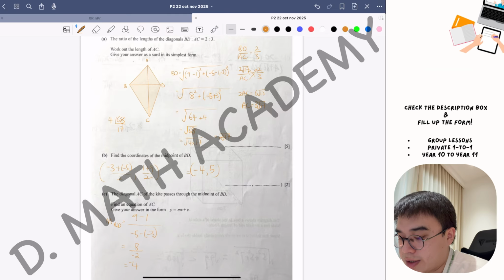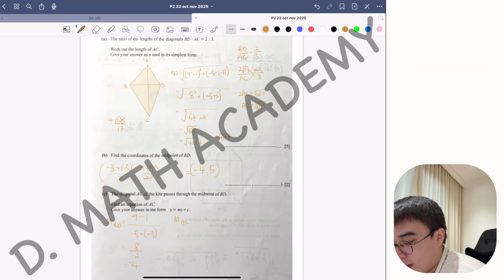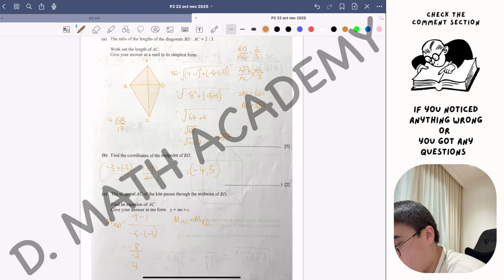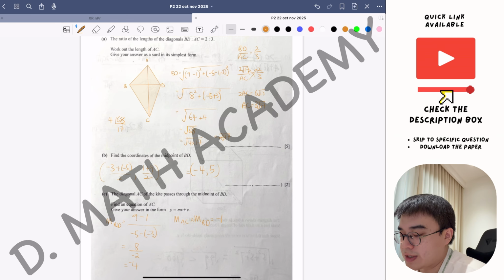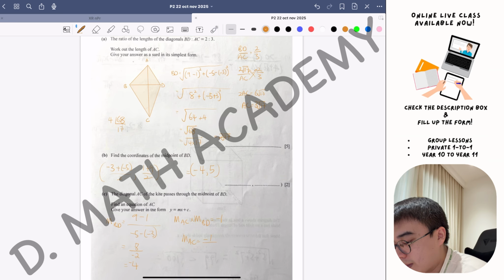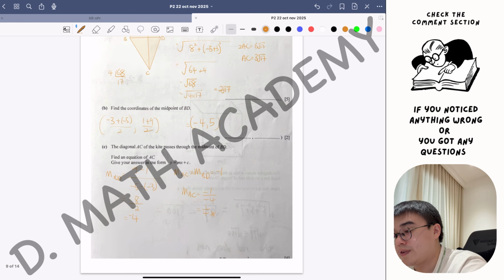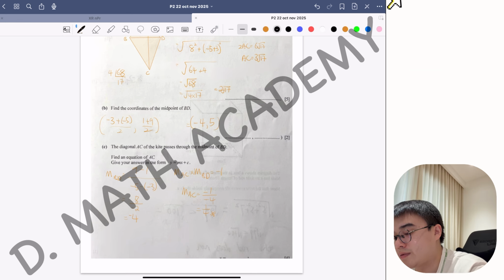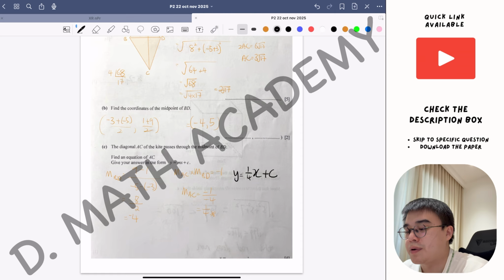So I got -4, and you must take note that MAC times MBD equals to -1. This is your M1 times M2 equals to -1. So your MAC at the end of the day will turn out to be -1 divided by -4. So 1/4 should be your AC's result. Okay, finish it up by having y equals to 1/4x plus c, sub in the midpoint.